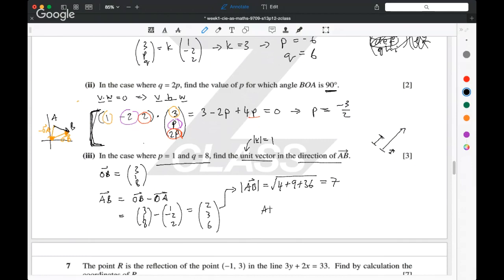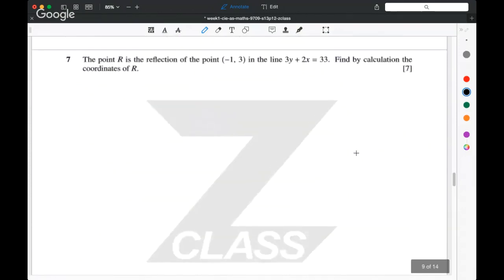So the notation often used is the vector with a hat on top, and that means that it's the unit version, that it's been scaled correctly so that the magnitude is equal to 1, and that's going to be 1 on 7 times (2, 3, 6). Okay, question 7.